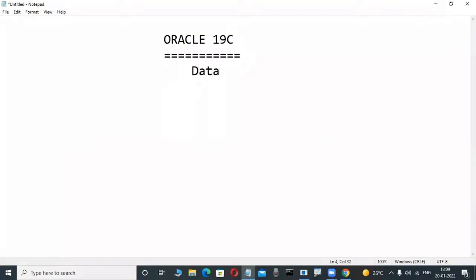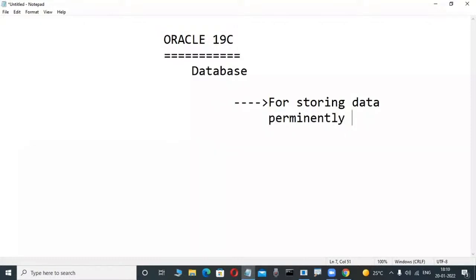Database. Don't write anything. Just observe here. But what is the purpose of these database products, everyone knows. Whenever we are installing these database products in our system or in a company, what is the main purpose? For storing data permanently in secondary storage devices. Secondary storage devices means maybe hard disk.